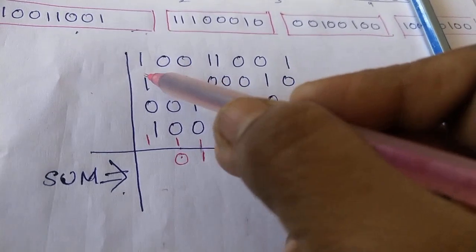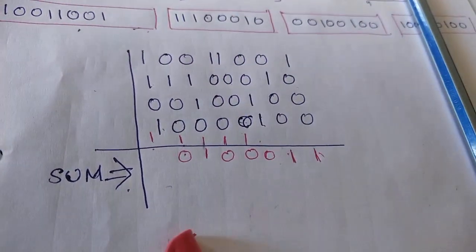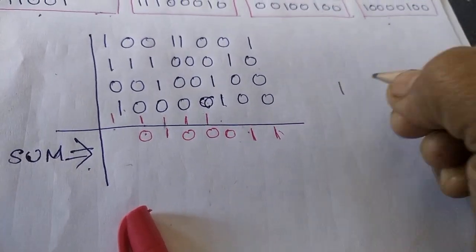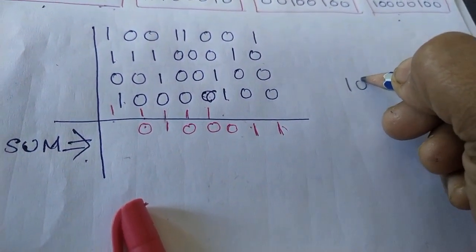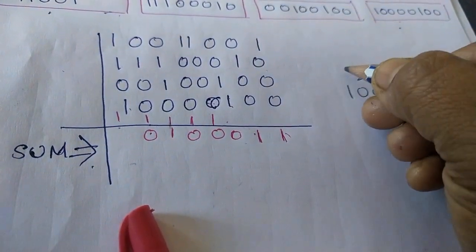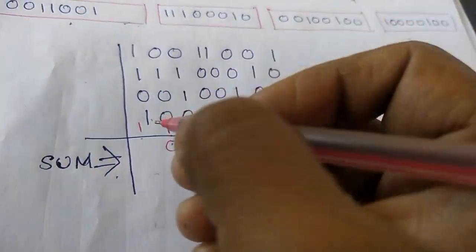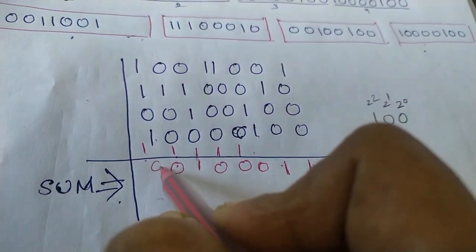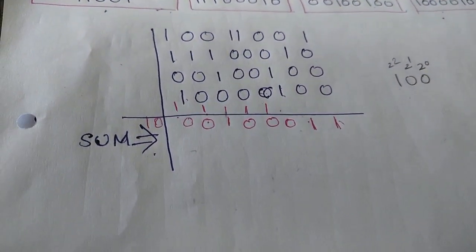Here 4 times 1, 1 plus 1 plus 1 plus 1. So 4 times 1 means 4 will be represented as 1 0 0, meaning 2 to the power 0, 1, 2. Okay, so that's why 1 0 0. So we keep the 0 and the other 1 0 will be kept as a carry here.